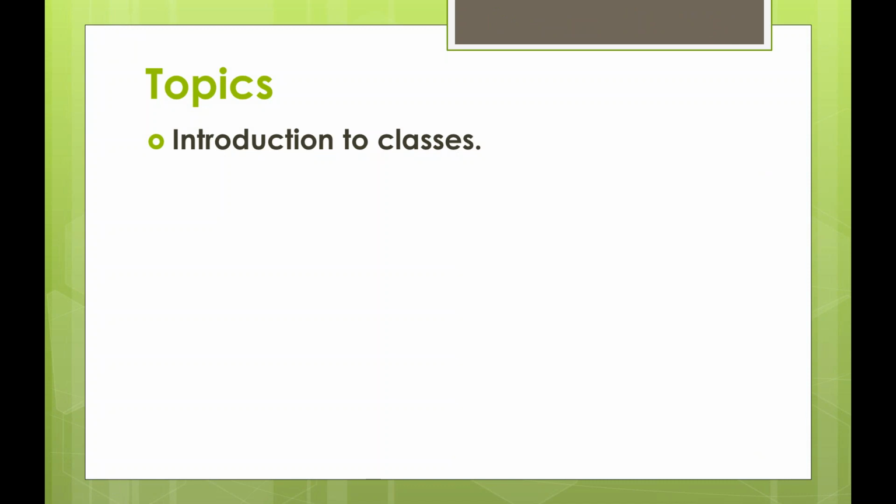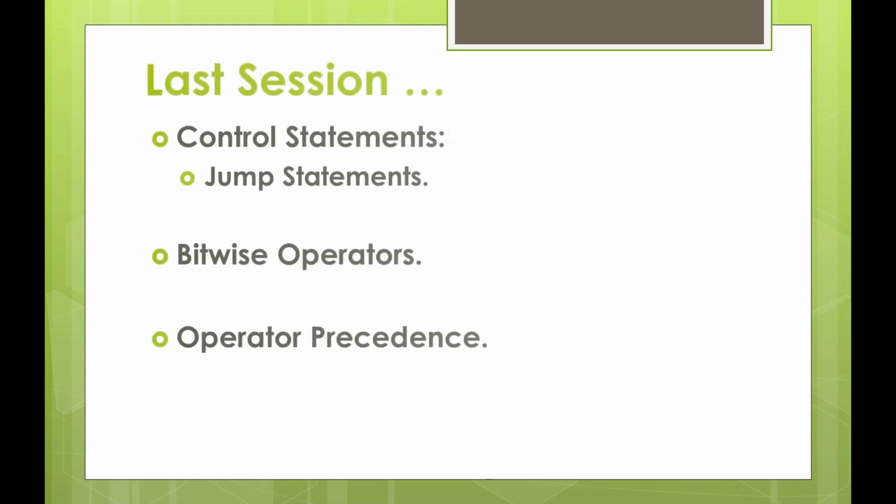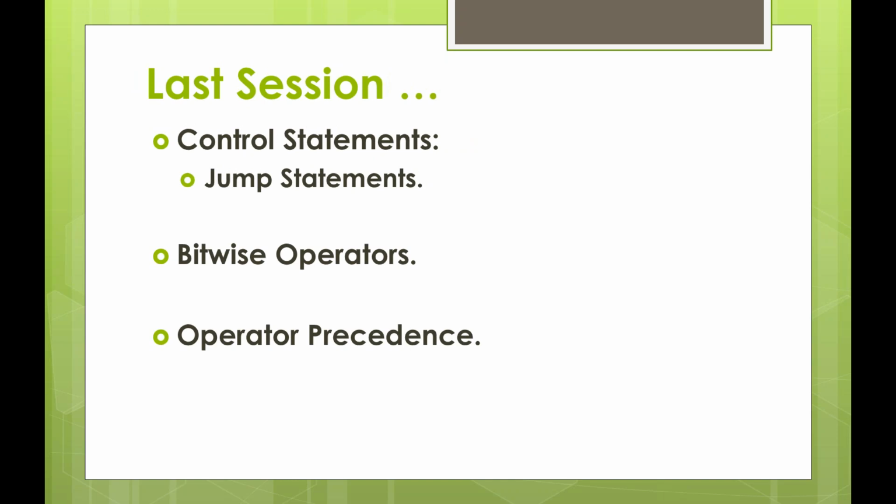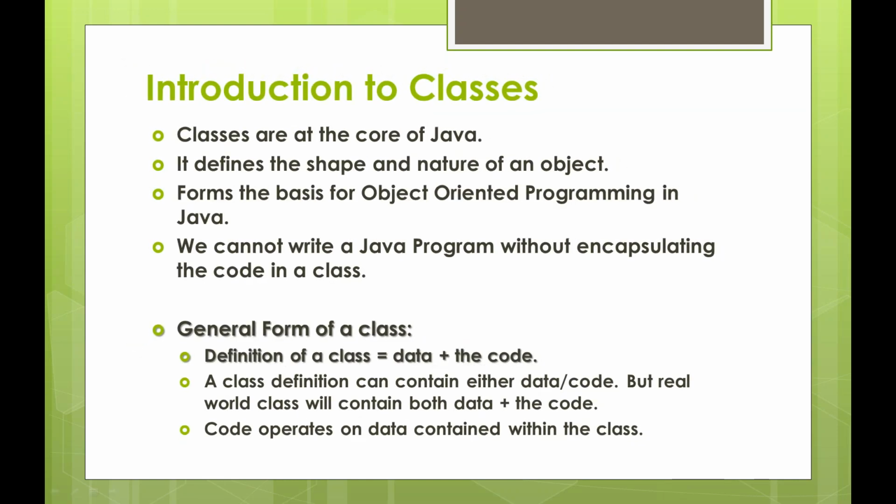So today's topic is just introduction to classes. We will see the basics of how to define a class, how to declare a class, how to declare objects, what you mean by an object. Last class, as we know, we discussed the last type of control statement, that is jump statements. We have three jump statements: break, continue, and the other one I don't remember. And the bitwise operators and operator precedence. So let's get started with the classes.